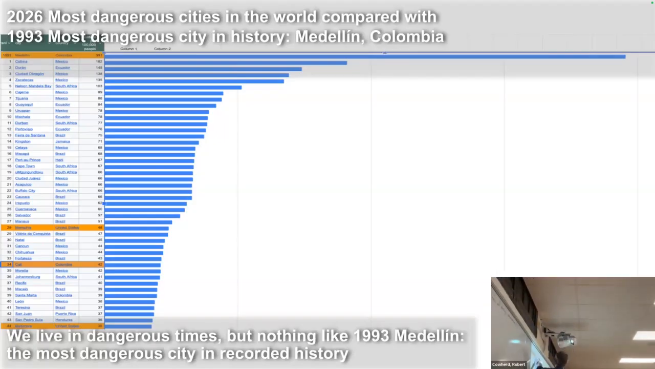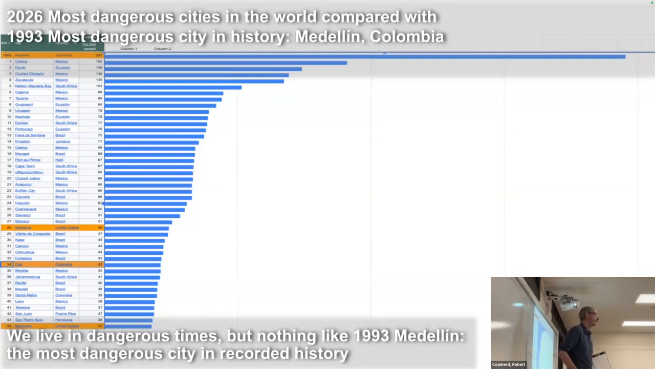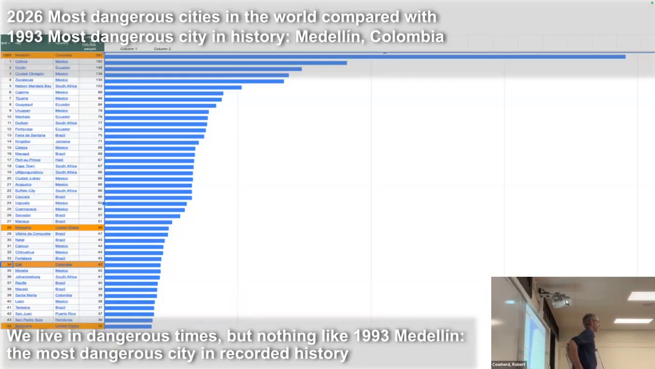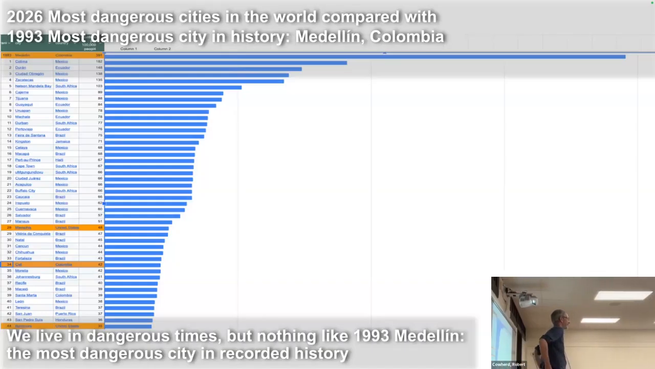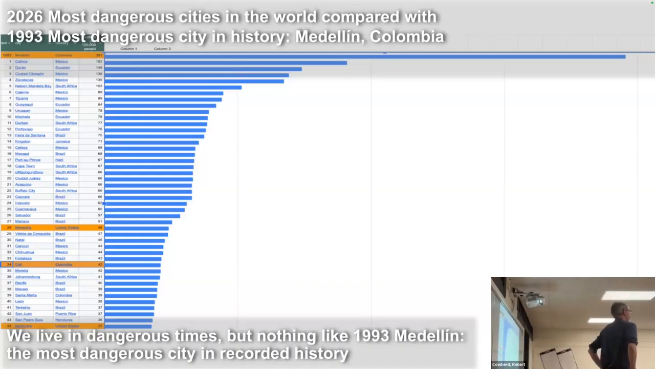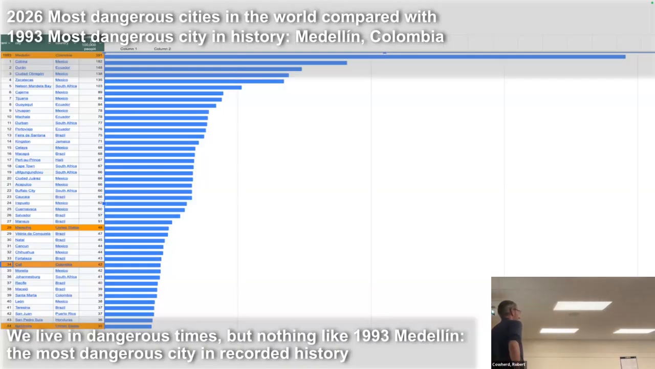This is Medellin, Colombia in 1993. 391 murders per 100,000 people, more than double the murder rate of the most dangerous city in the world today. I don't mean to offend anybody that lives in Camden, but I think the most dangerous city that I've heard a lot about in the US itself is Camden, New Jersey. Maybe they're suppressing the statistics. I've heard a lot of things about Camden and it's not the best. But nothing compared to Medellin, Colombia in 1993.